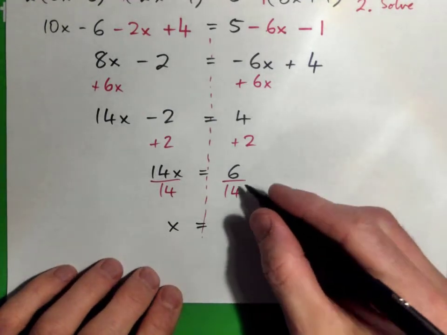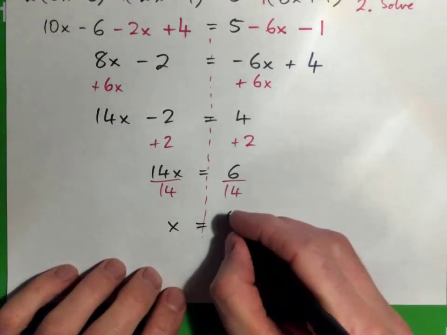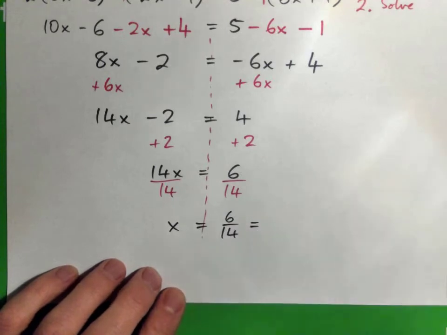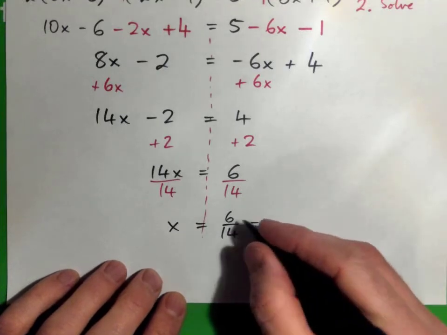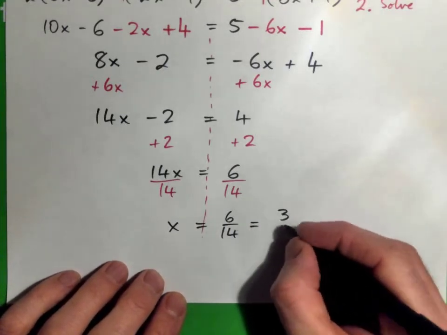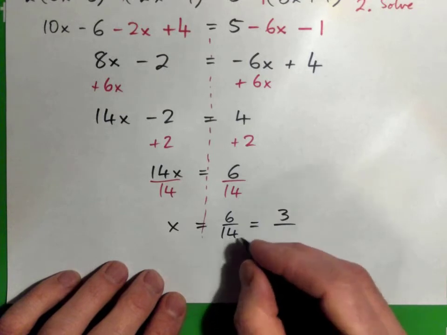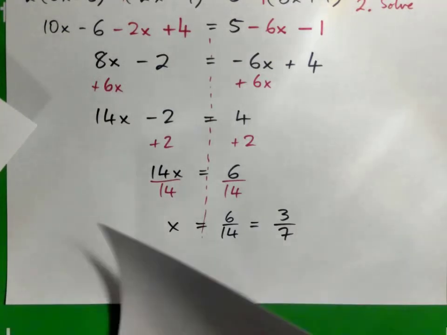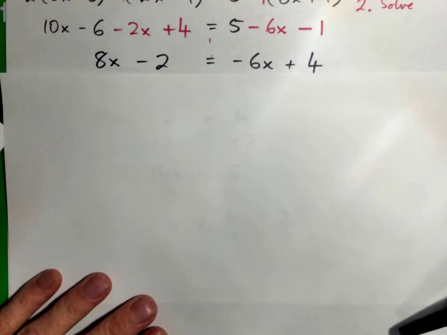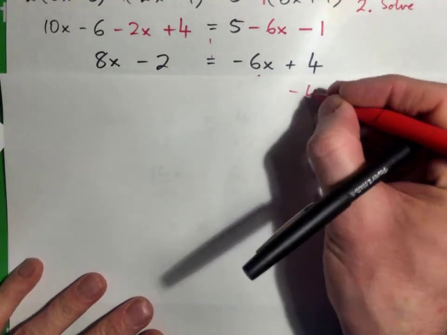Right. 6/14, yep. 2 into 6, 3 times. 2 into 14, 7 times, 3 sevenths, right? On this step, there were other ways. I mean, we didn't have to add 6x. We could have, I don't know, subtract 4 from both sides. That would work as well.